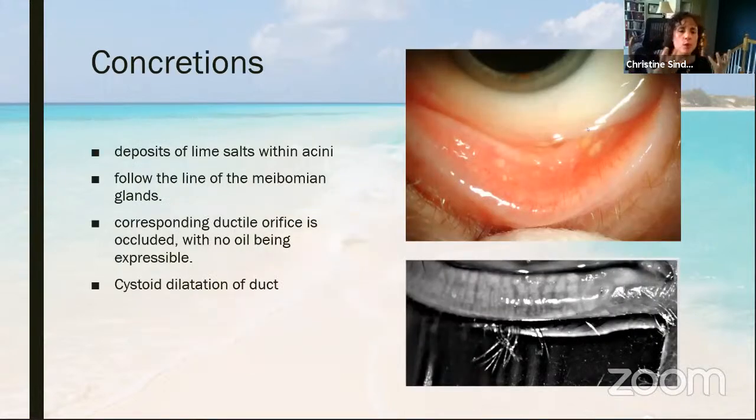Now, when you flip the lids upper or lower and you see these concretions, a concretion is a lime salt that's located in the acini itself. And everything downstream from those concretions is obstructed and eventually will die.